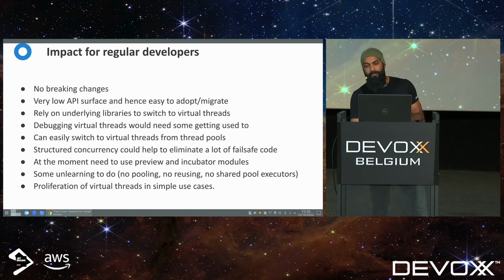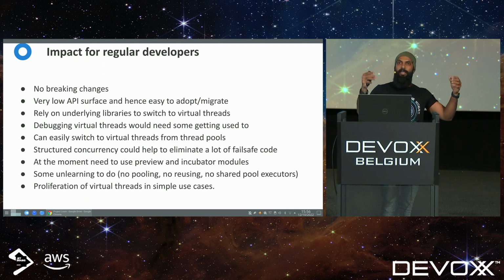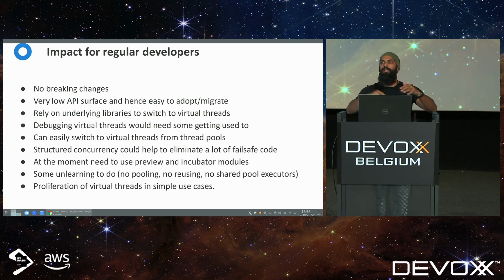So avoid overuse of thread local, because thread local with platform threads is kind of like an ad hoc thread pool. You are kind of working around to make it a bit more efficient with thread local. Don't do that with virtual threads, because the more threads you have, the more thread locals you create, and that is going to increase the memory usage. If you are creating millions of virtual threads and you use thread local, then that's not going to be nice. So don't use a lot of thread locals.